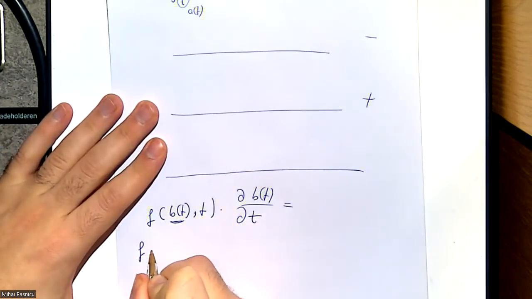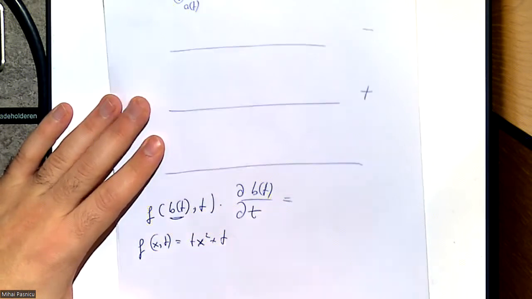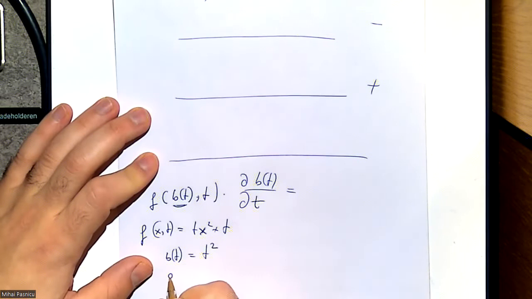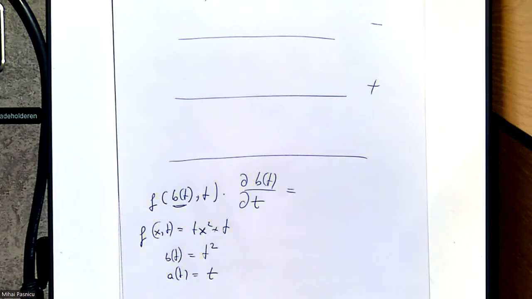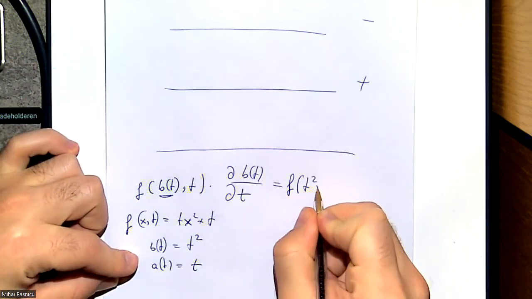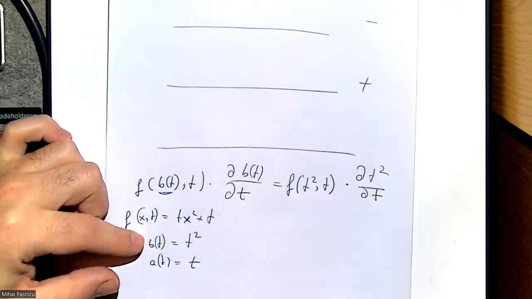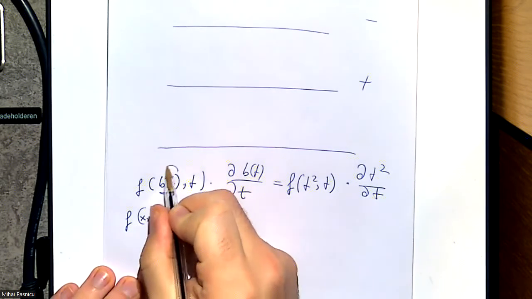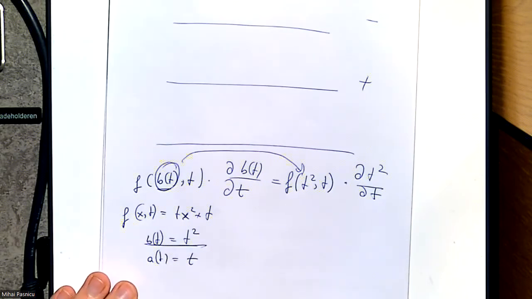Again, my f of x, t is just tx squared plus t. My b of t, this is what I would call just identification, basically just writing everything I know down, so it makes my life easier when I plug in values. So I get f of t squared, t times the derivative of t squared with respect to t. Everyone follow up to this replacement that I did right here? I just replaced this b of t with t squared from here. Right? First thing I did.